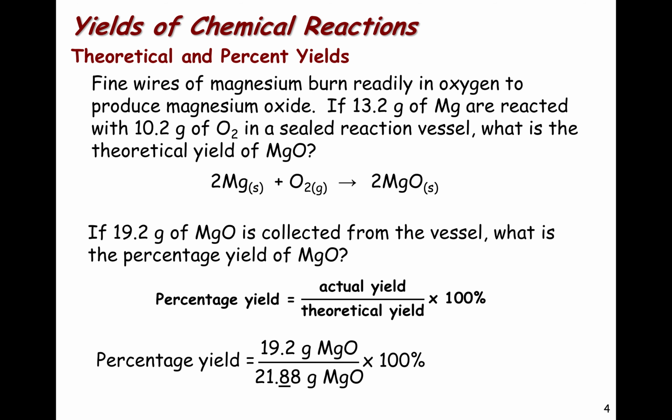In this case, then, the actual yield is the 19.2. The 21.9, or 21.88 grams of MgO from our calculation, is the so-called theoretical yield, and we then plug that into our equation and get a value which turns out to be 87.751%. We then have to round that to 3 significant digits, so 87.8 is our final answer.